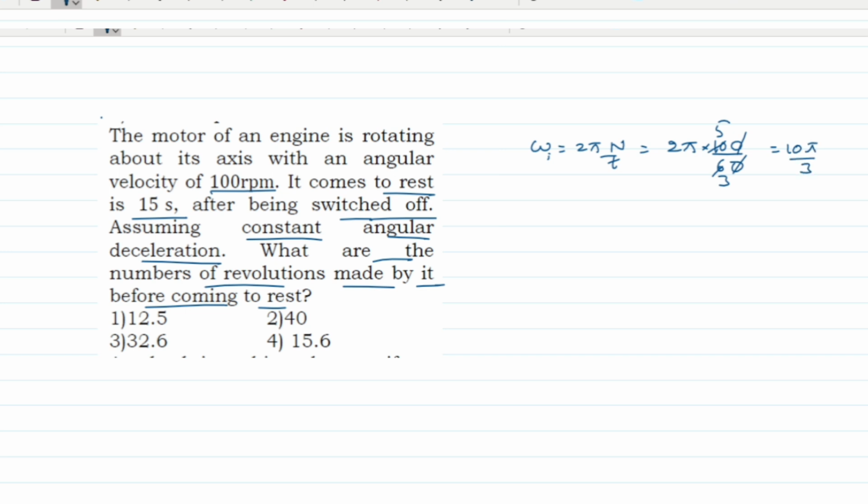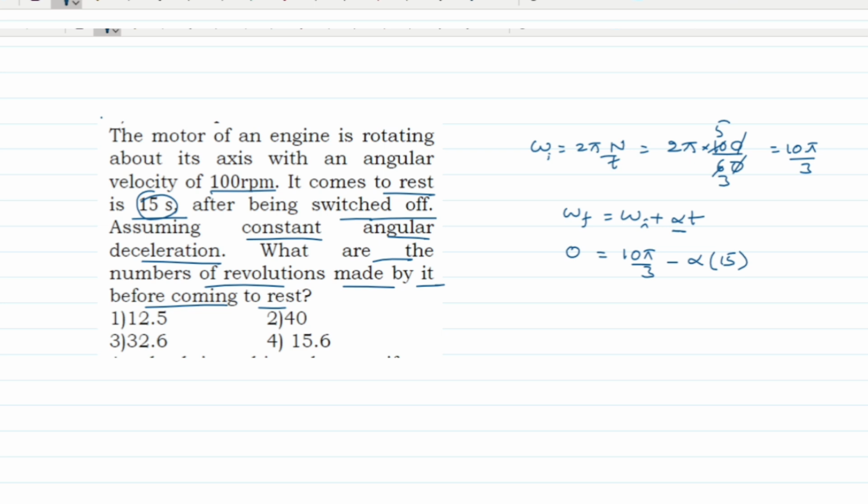So when you are calculating omega final, omega final will be equal to omega initial plus alpha into t, students. Finally it comes to rest. So the initial angular velocity will be 10 pi by 3, which we have calculated. Since it is coming to rest, it is going to be retarding, so I am just taking minus alpha into time, which is given as 15 seconds.